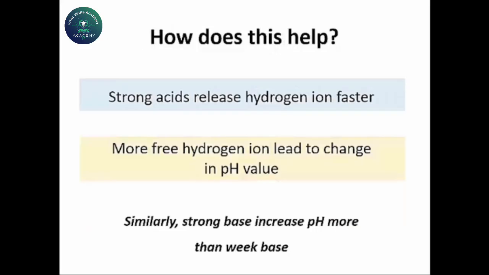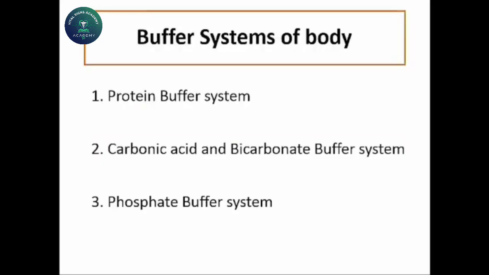How does converting strong acids and bases into weak acids and bases help? Strong acids lower pH more than weak acids, as strong acids release hydrogen ions faster. More free hydrogen ions lead to change in pH value. Similarly, a strong base increases pH more than a weak base. Buffer systems of the body are the protein buffer system, carbonic acid and bicarbonate buffer system, and phosphate buffer system.